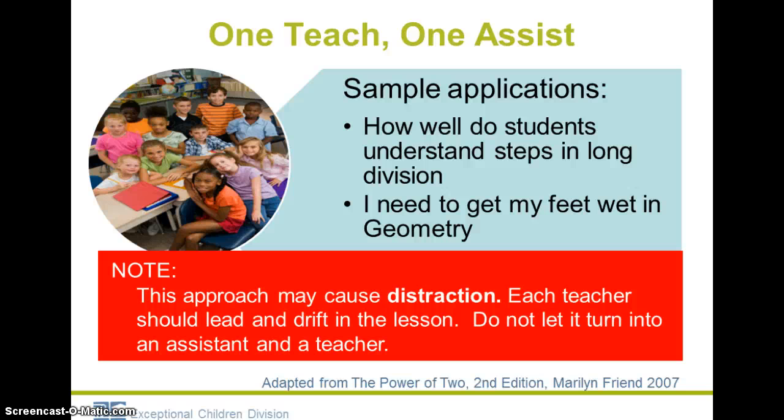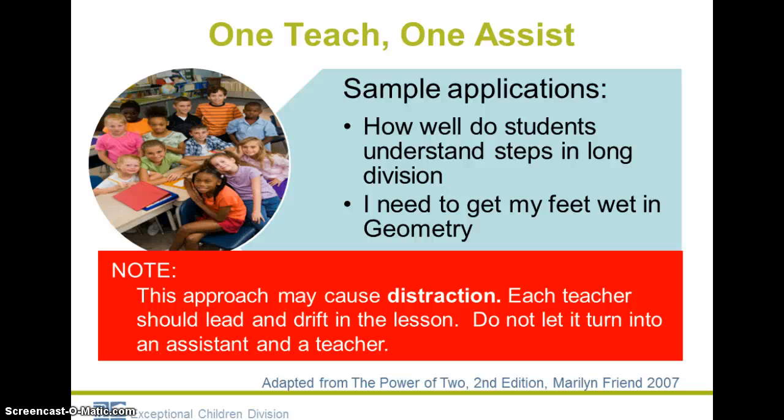You have to be careful because it may cause a distraction, because ideally each teacher should lead the lesson at some point. So you might have one teacher who's teaching at one point and then one teacher who is assisting, and then that role should change out.